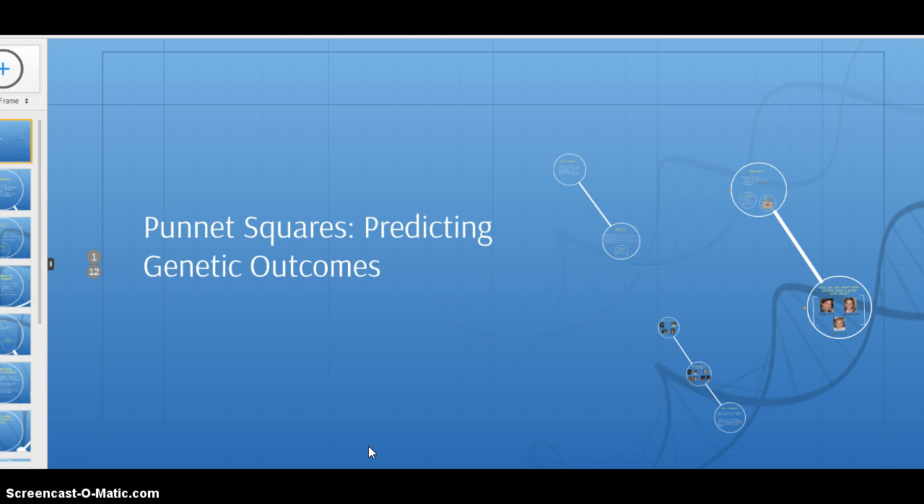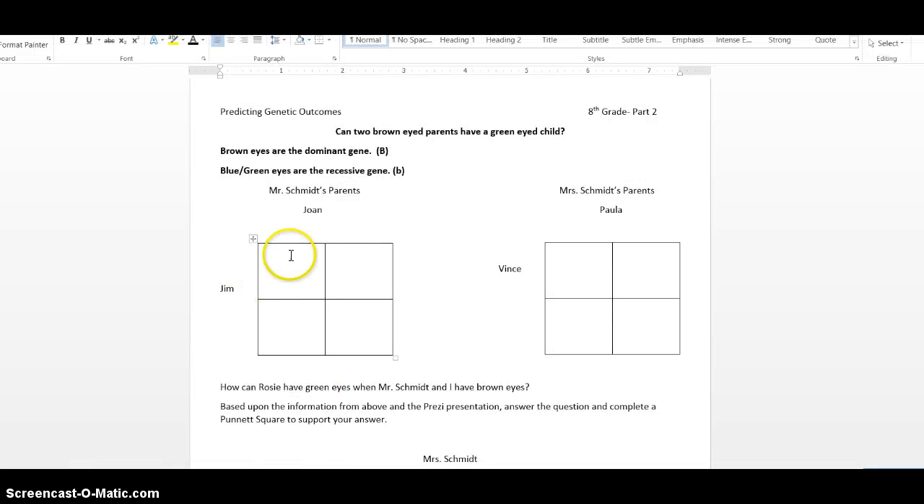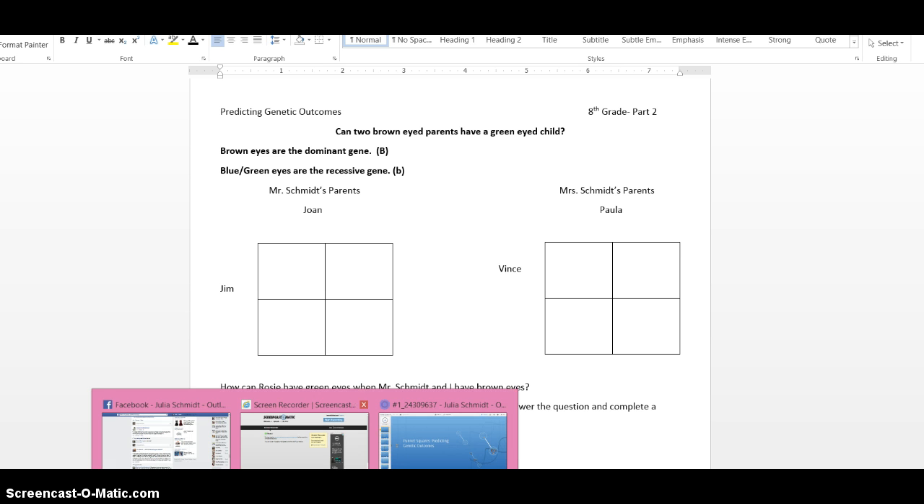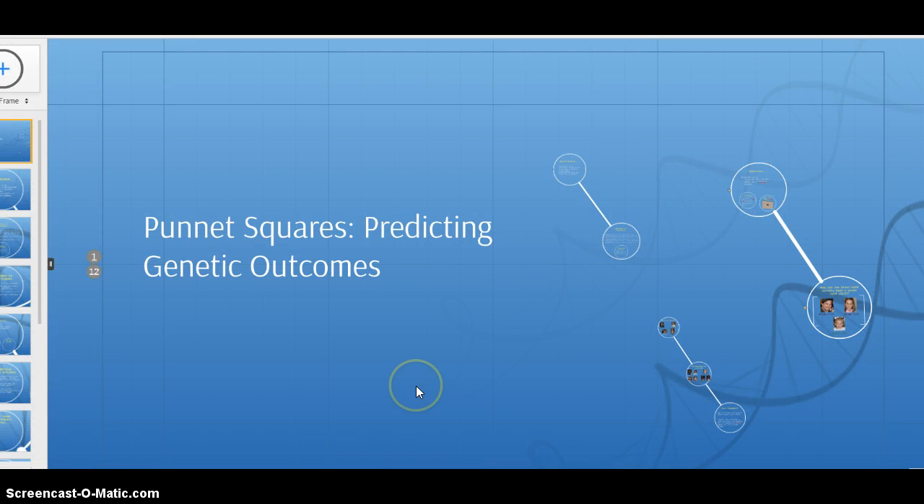You also have a corresponding worksheet, as you can see here, that you should be looking at and filling out as we go along. I'll give you cues as to when you might need to refer to your worksheet and fill something out. So make sure you're closely paying attention to that. All right, let's get started.